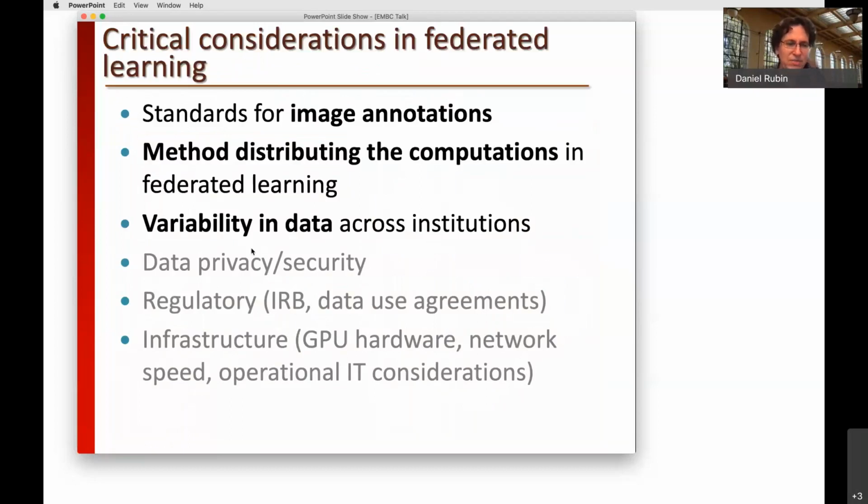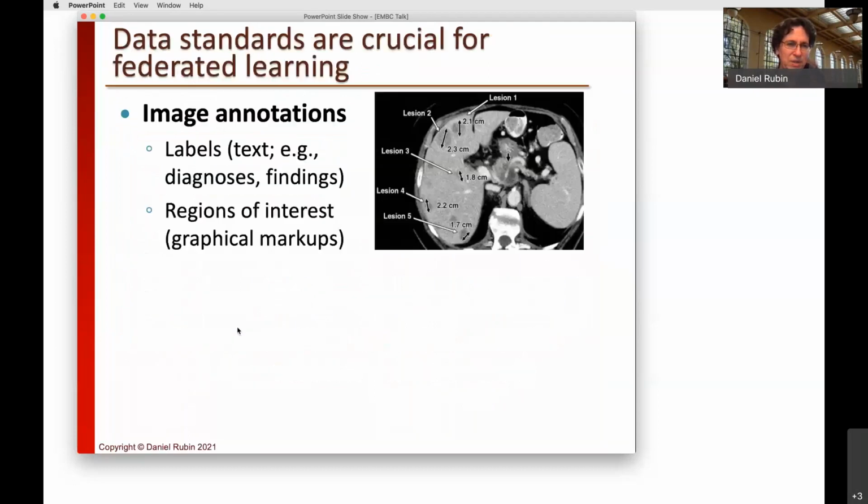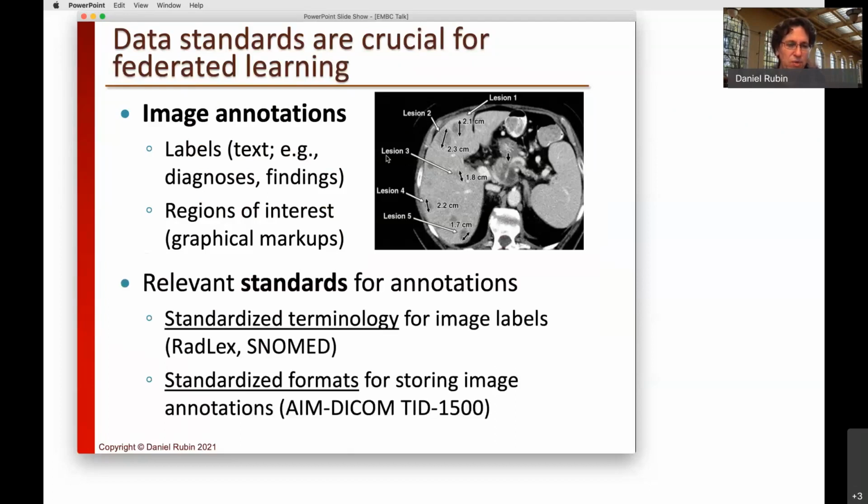There are other issues. I'm not going to have time to go into these, but these are other important issues that come up as well to make federated learning work. So I'll go through the top three. So data standards: you need to have data standards for interoperability, because you need to interoperate amongst both the formats in which the annotations are saved and the content, the labels. So the regions of interest, if someone has ROIs like arrows or measurements, these need to be represented in some standard way so that you can merge the results. The algorithm can operate on them consistently on the different sites. And the labels need to conform to a standard terminology.